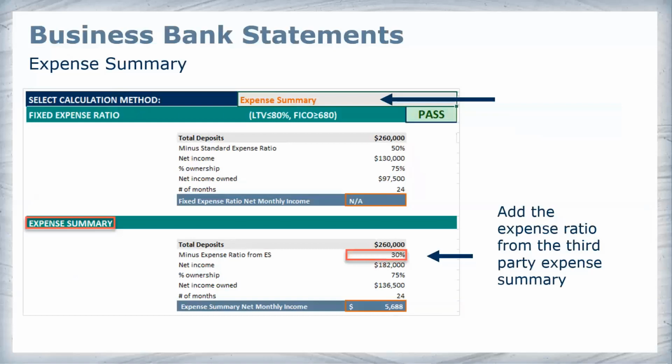The final step is to take the net income owned and divide by the number of months of bank statements. For this example, we have 24 months. This will give you your expense summary net monthly income. So following these steps will give you your calculation for your expense summary method.